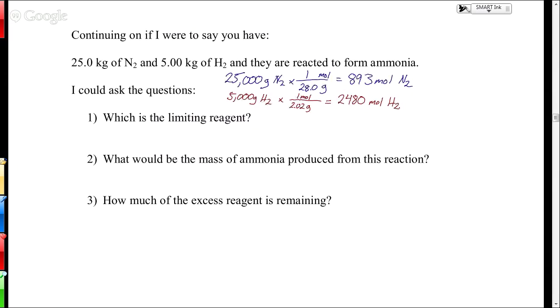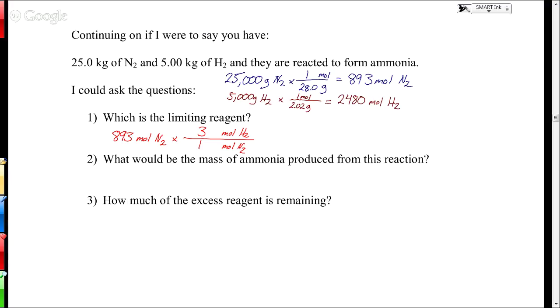So what I would do to figure this out is I would do it just like one of those other problems, where we look at the molar ratio and determine how much of one we need for the other, and then compare the numbers. So let me show you what that might look like. I might take the 893 moles of nitrogen and multiply it by that molar ratio. So I'm going to put moles of nitrogen on the bottom and moles of hydrogen on the top. Then I look at the equation and I find that those numbers should be 3 of these to 1 of those.